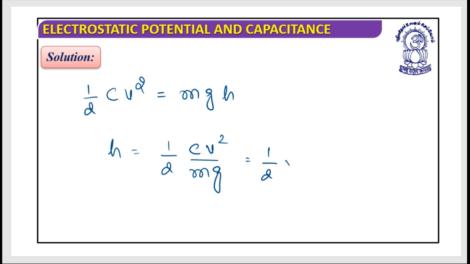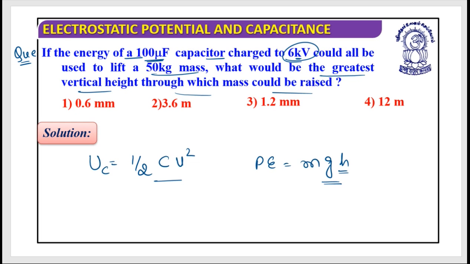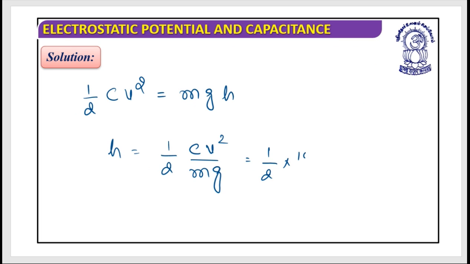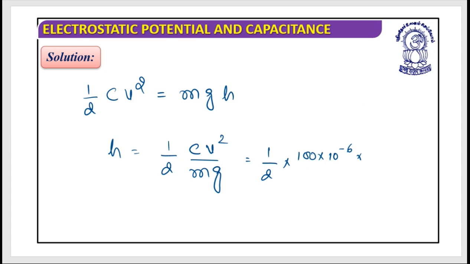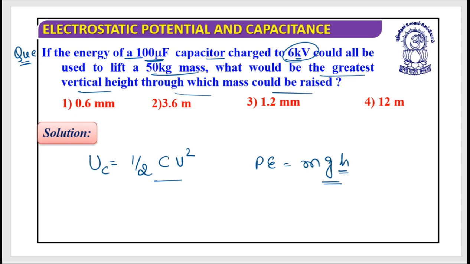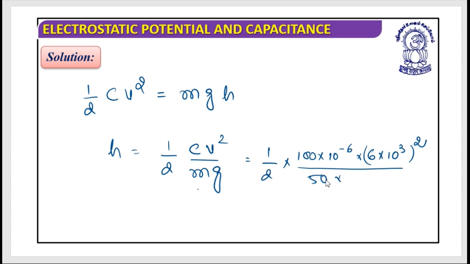Yes, it's 1 by 2 multiplied by capacitance. It's 100 microfarad. Micro stands for 10 to the power minus 6, multiplied by, this is 6 kilovolt, this is 6 into 10 to the power 3 whole square, divided by M into G. Mass is 50 kg. And let's take g as 10. You will have an answer. So 10 meters. Yes.